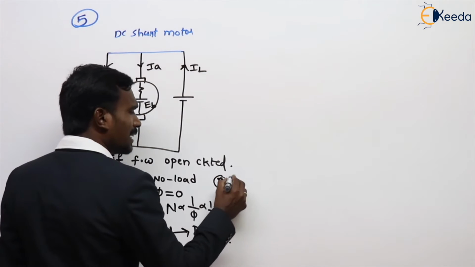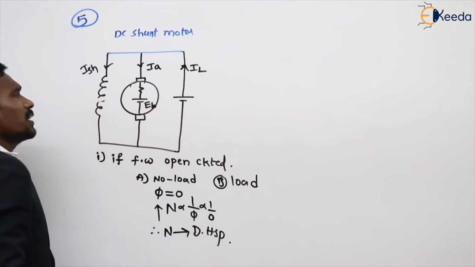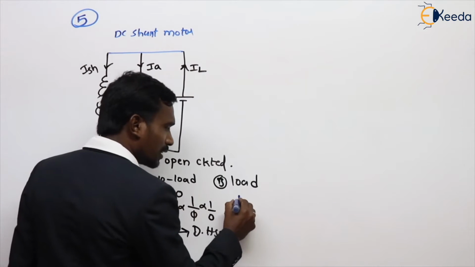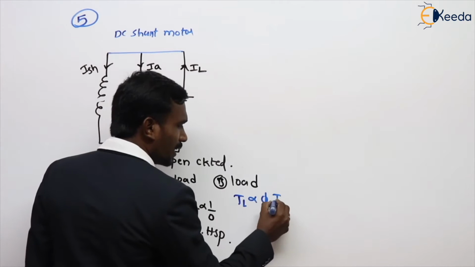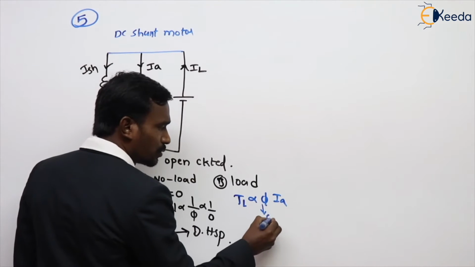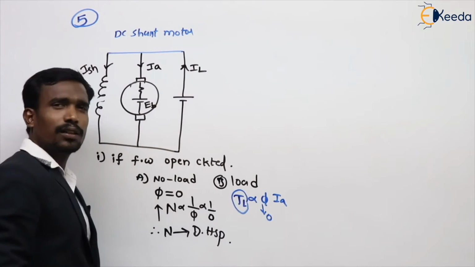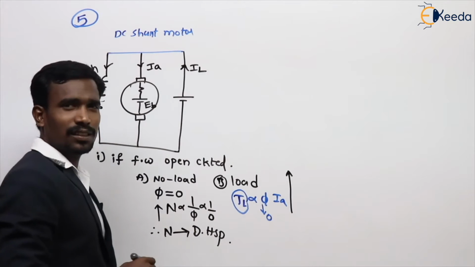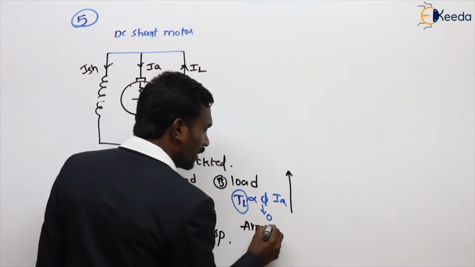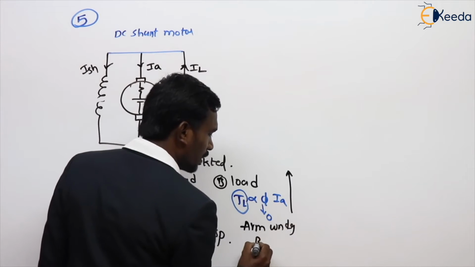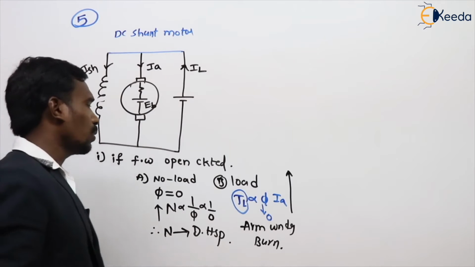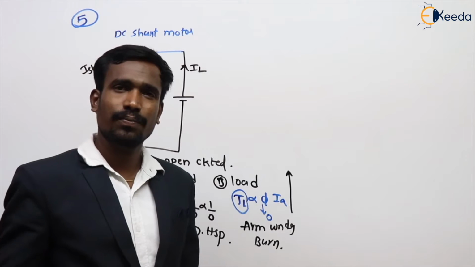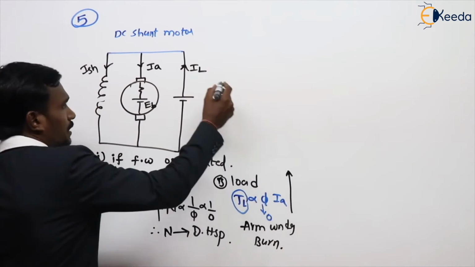Sir, if it is connected at loaded condition and the field winding is open circuited, then what happens? In loaded condition, torque is phi into Ia. If phi reduces to 0, in order to maintain constant load, the armature current increases to a very high extent. Then the armature winding gets burned. This is what happens under loaded condition. Right? Next one, second one.